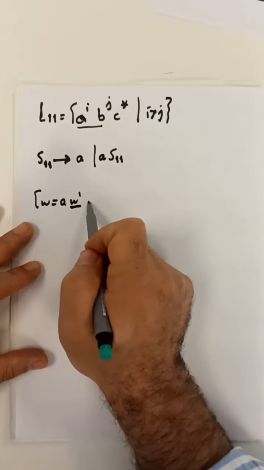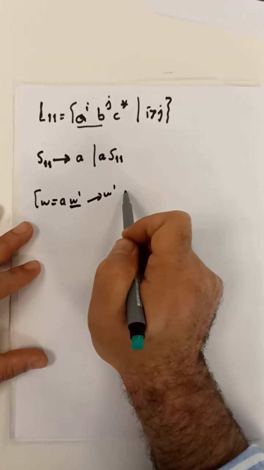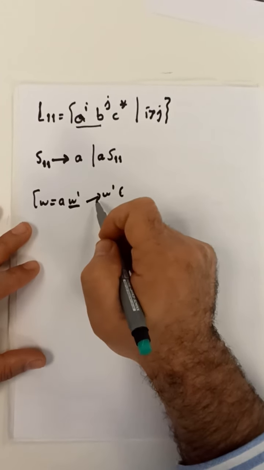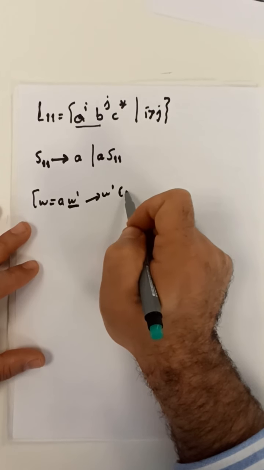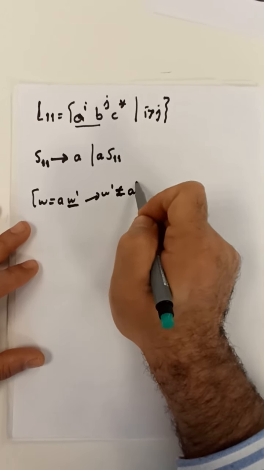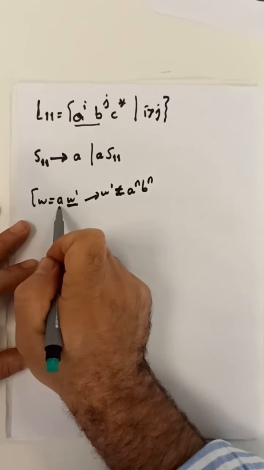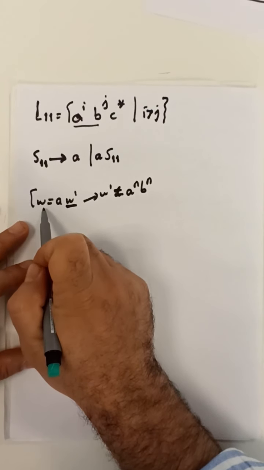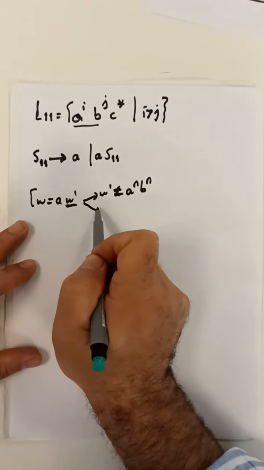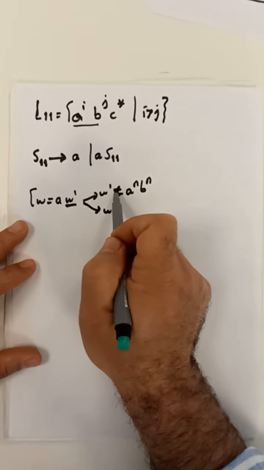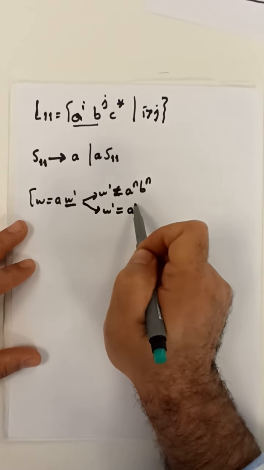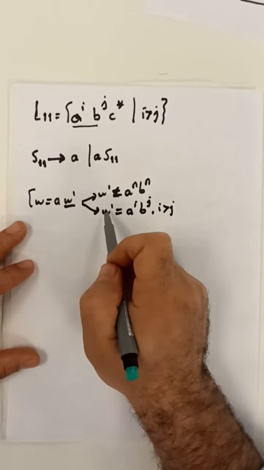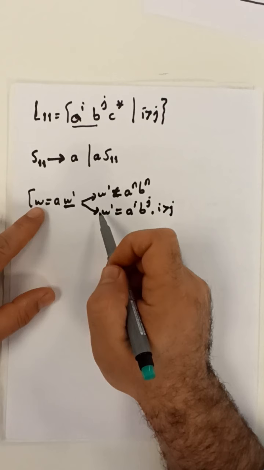What are the possible cases for W prime? W prime may have, let's say, equal number of A's and B's. W prime might be equal to A to the n, B to the n, because we are already adding an A at the beginning. So if W prime is in the format A to the n, B to the n, then W will belong to the language. A second case is that W prime is A to the I, B to the J, I is greater than J.